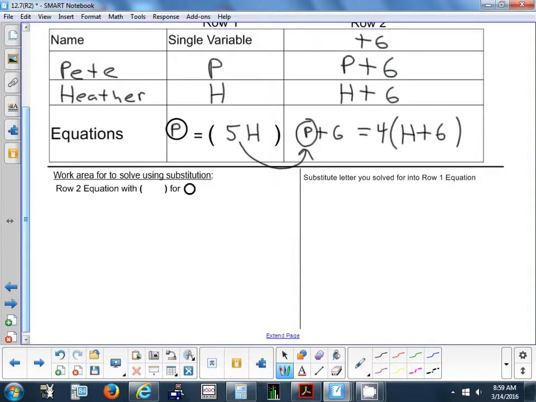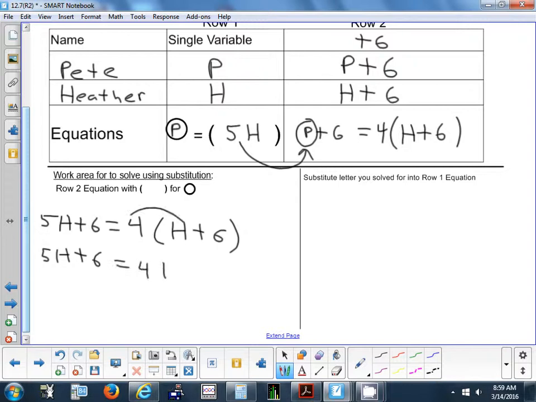Sam, can you tell me what this second equation will be after we substitute in for P? 5h plus 6, yep. Okay, so Sam did the distributive property at the same time. That's perfect. I'm going to write what she said as a second step. 5h plus 6. She said 4h plus 24. And if you want to jump right to that step, that's fine.